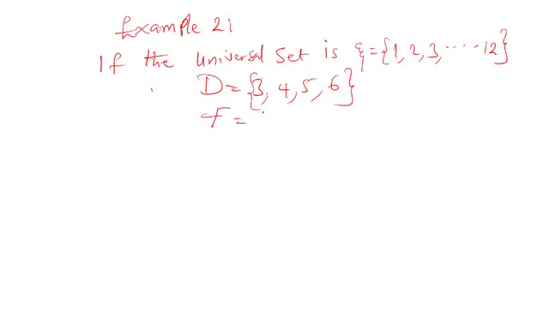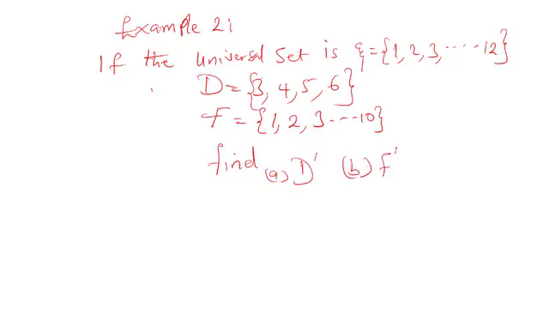F is equal to 1, 2, 3 to 10. Find A, D complement, B, F complement, C, D intersect F complement, and D, that's the D part of it, D union F complement.